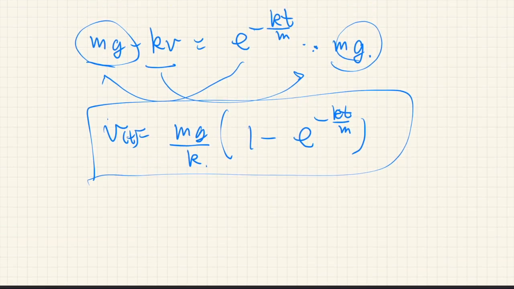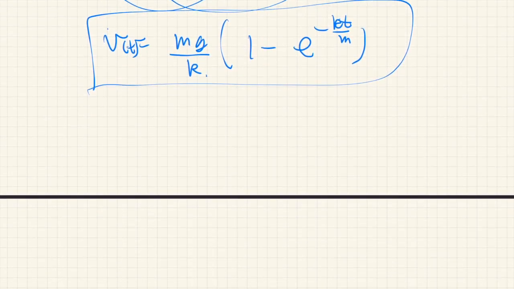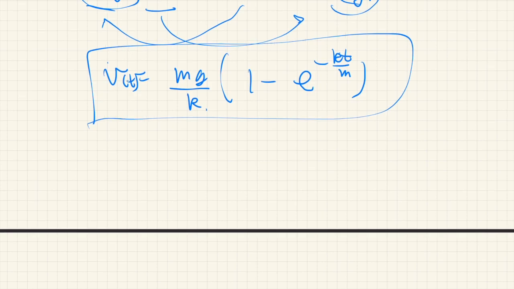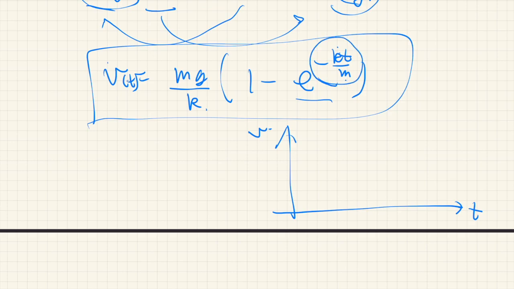So let's plot this graph. Plot the graph of this function. Let's see. So time t is here, and velocity. So this is an exponential function. k is positive, m is positive. So this exponent here is negative because t is positive. So t increases from 0 to infinity.